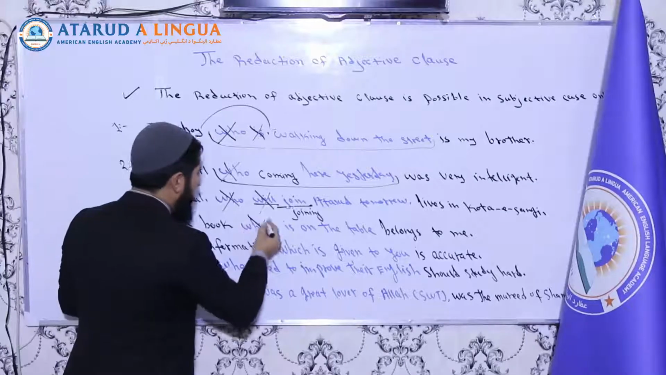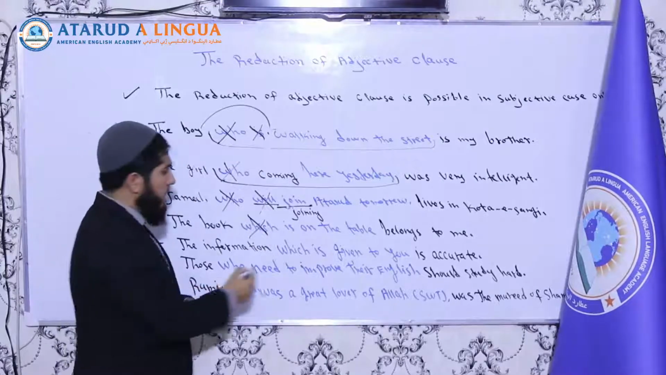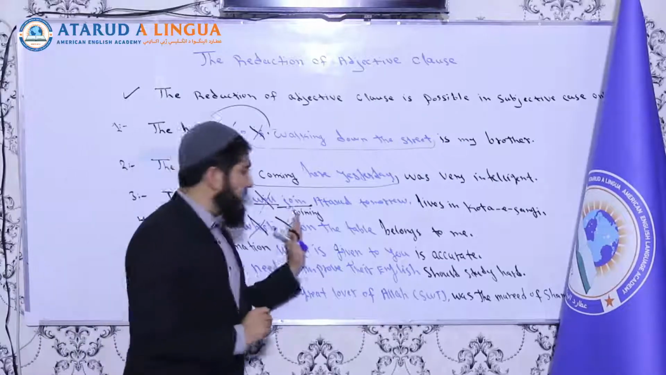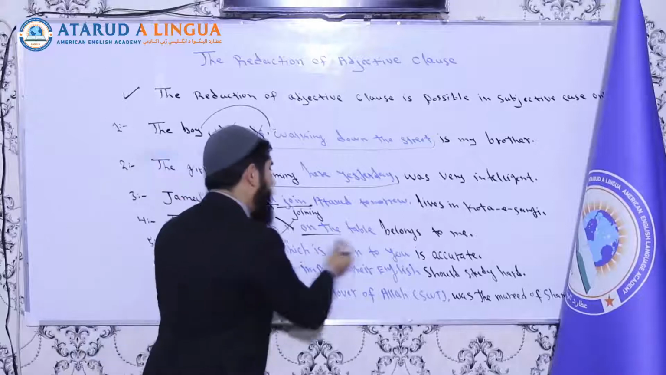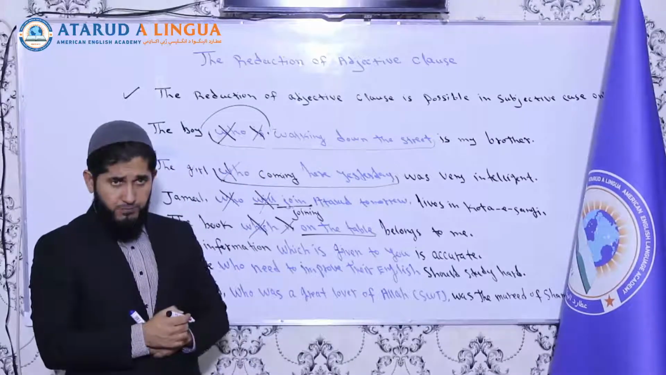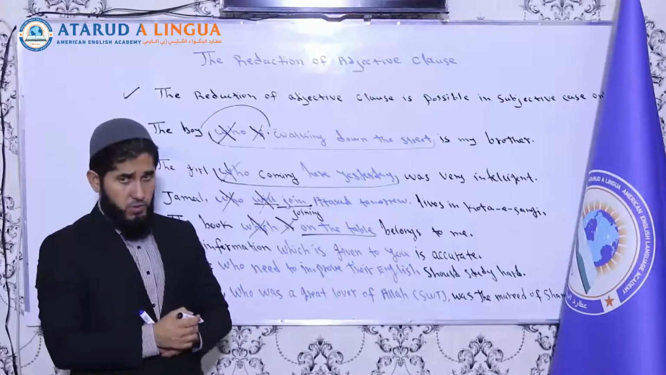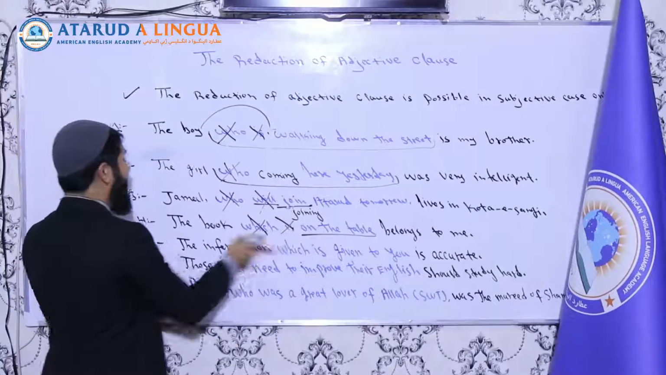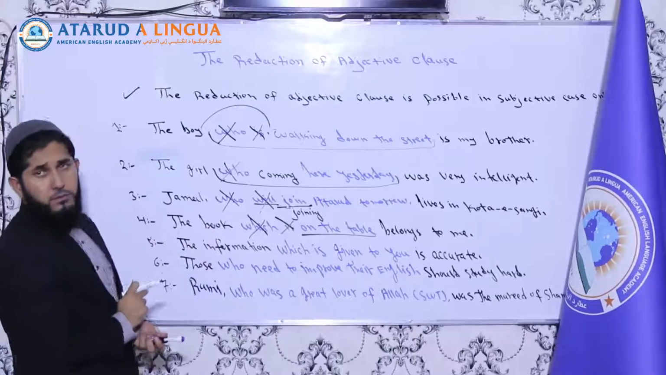So remove the relative pronoun. Remove the to be verb. Okay? The book on the table belongs to me. On the table is a prepositional phrase now. It's not a clause anymore. Okay? And it's still kind of a modifying phrase because it tells us something about this book.